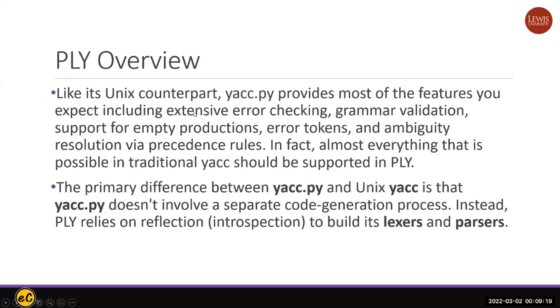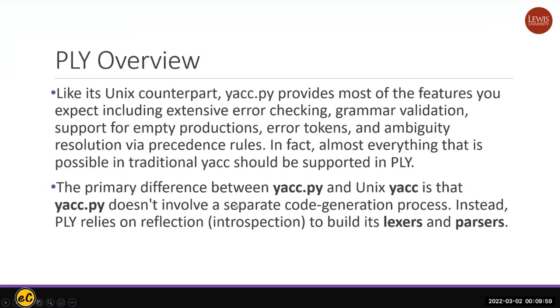Like the Unix counterparts lex and yacc, the compiler tools, yacc.py provides most of the features you expect, including extensive error checking, grammar validation, support for empty productions, error tokens, and ambiguity resolution via precedence rules. In fact, almost everything that is possible in traditional yacc should be supported by PLY. It's very powerful, except that because it's written in Python, it's a little bit slower than the C version.